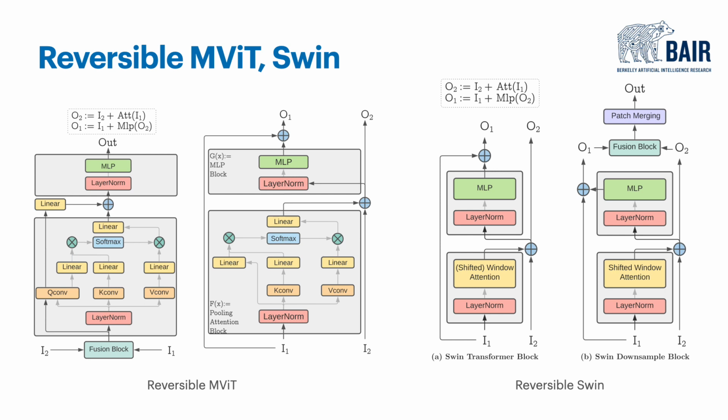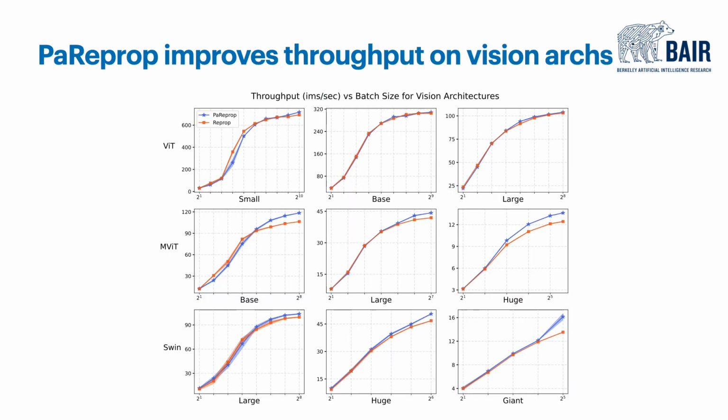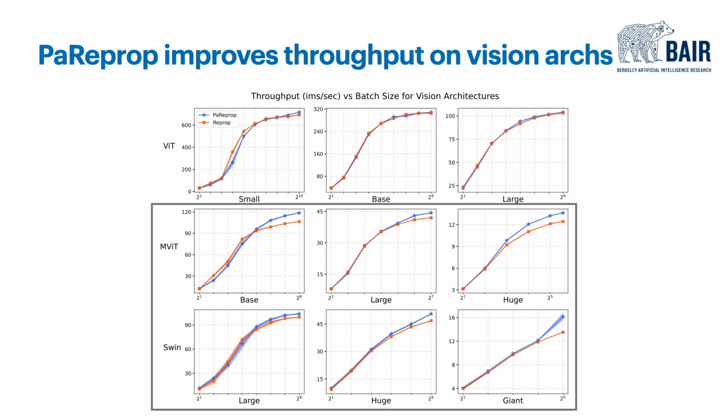While I've only talked about vanilla vision transformers, we also benchmark our method on a variety of architectures, such as multi-scale vision transformers and reversible Swin transformers. First, we see that PaReprop improves throughput on all these vision architectures, ranging from different classes such as vision transformers and MViT to different sizes as well. Most notably, here we can see PaReprop, shown with the blue stars, is much better than reversible backpropagation, highlighted in orange squares, on both of these hierarchical architectures, MViT and Swin.